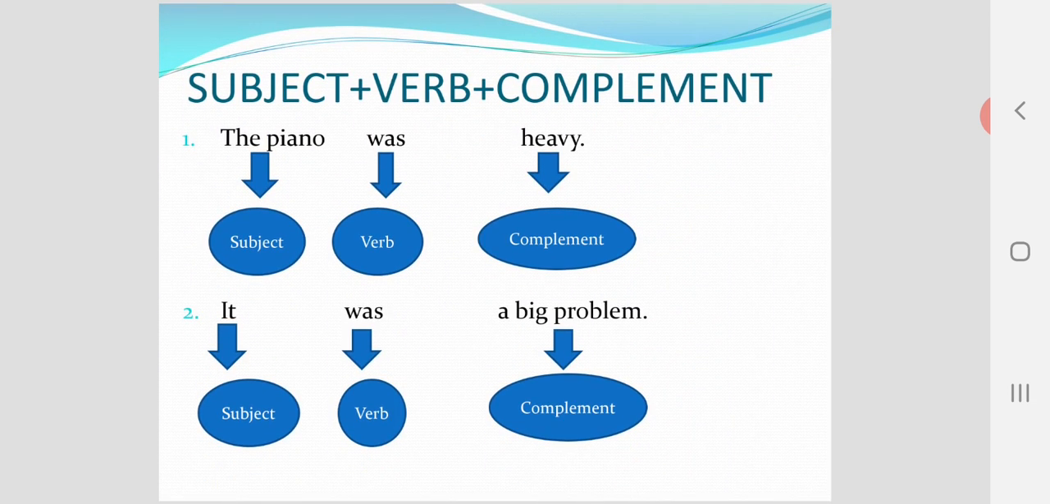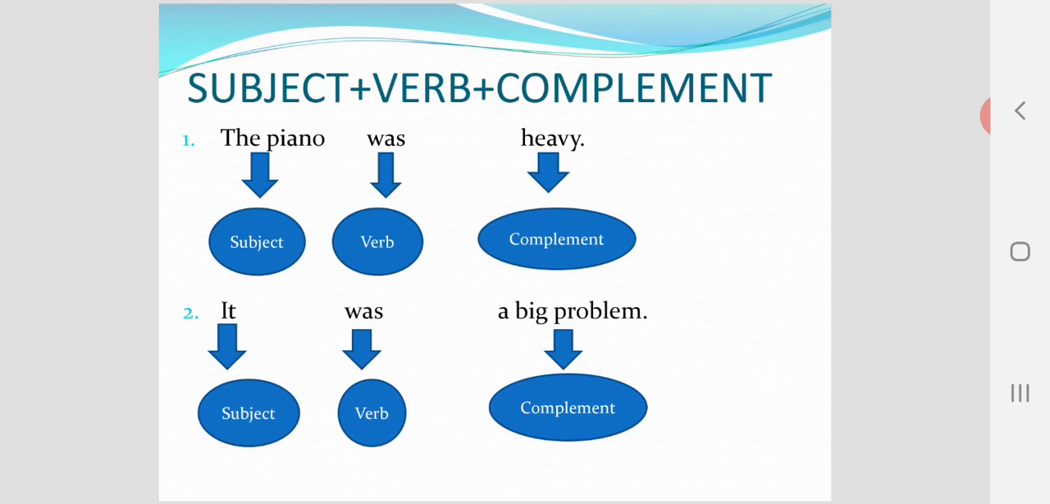Third sentence structure is subject plus verb plus complement. Complement is adjective or noun phrase. Subject we know, verb we know. So complement can be adjective or complement can be a noun phrase. Adjective is a describing word. Adjective describes a noun or a pronoun. The piano was heavy. The piano is subject, was verb and heavy is complement.